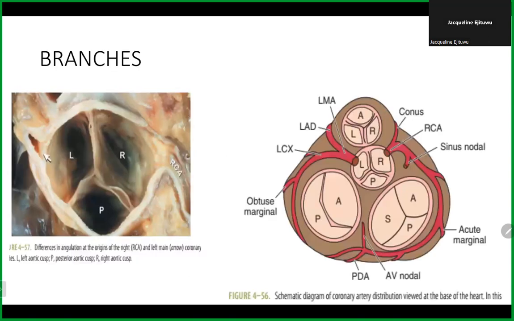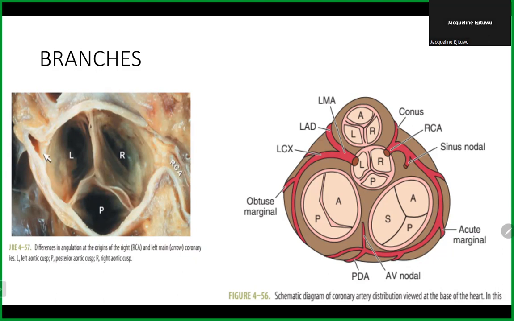So this is just a diagrammatic view of what we just discussed. This is the aortic valve. We have the right, the left, and then the posterior or non-coronary cusps. Just above it, we have dilatations known as the aortic sinuses, from which the coronary arteries arise. So we have two main coronary arteries, the right coronary artery and then the left coronary artery.